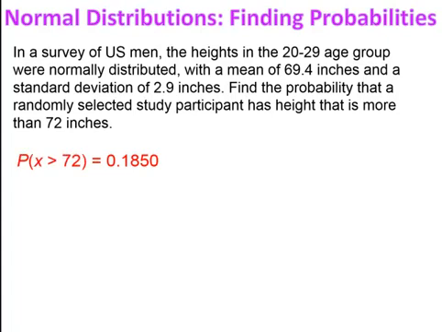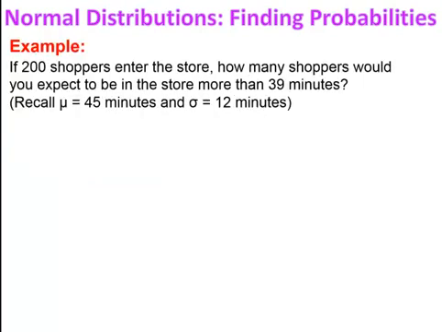And in this one, it's greater than 72, so you wanted to make sure that that 72 went into the lower limit, and it's going off to positive infinity, and your probability here is 0.1850.